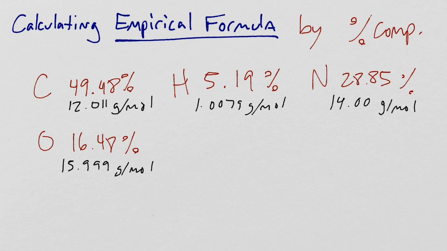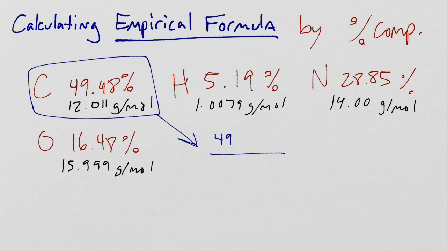Alright, so what do we do? We don't have gram information. We have percent information. So what are we supposed to do with that? Well, actually, whenever you have a percentage, all you have to do is make everything out of 100. We know that carbon makes up 49.48%. That means for every 100, 49.48 of it is carbon. So we can make a conversion factor that says that we have 49.48 grams of carbon inside every 100 grams of caffeine.